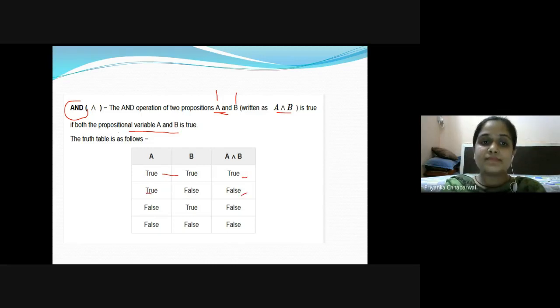Why? What is the condition here? The condition is that both the propositions A and B should be true. If both are true, then the answer will be true. If anyone is false, then the answer is false. If false, true: false. False, false: false.